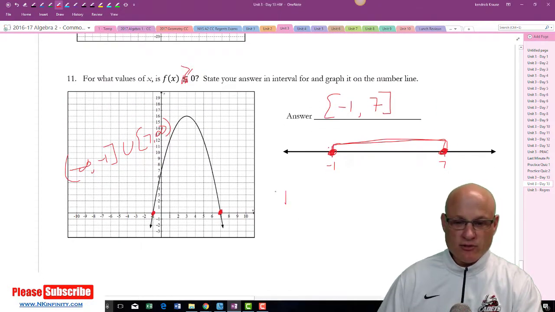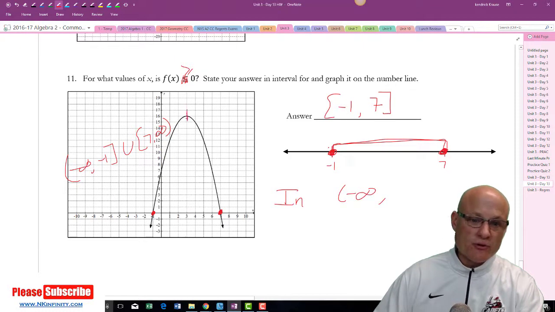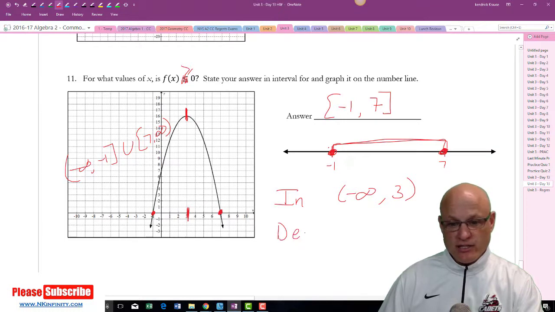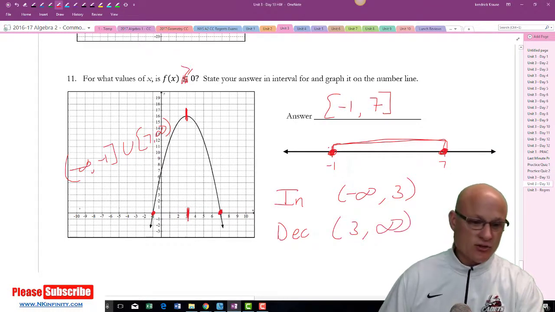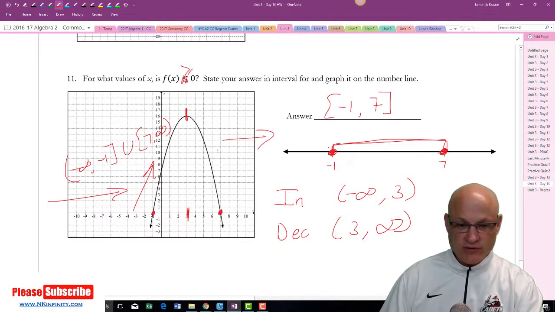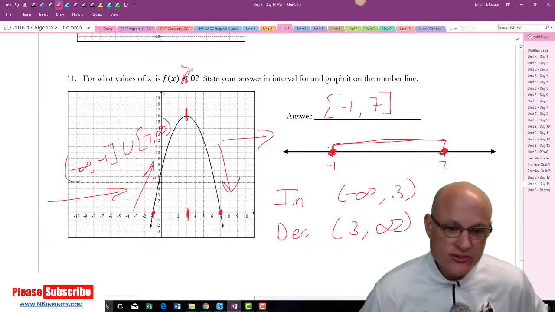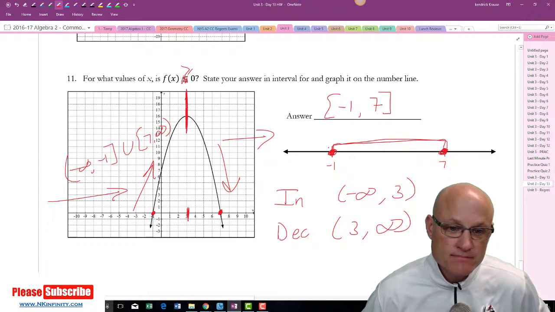Again, let's talk about increasing. It's increasing from negative infinity all the way up to this x value. This x value is 3, not including 3. Decreasing from 3 to positive infinity. So as it goes this direction, it's increasing. As it goes in this direction, it's decreasing. Make sense? And that stops right here at this point right here.